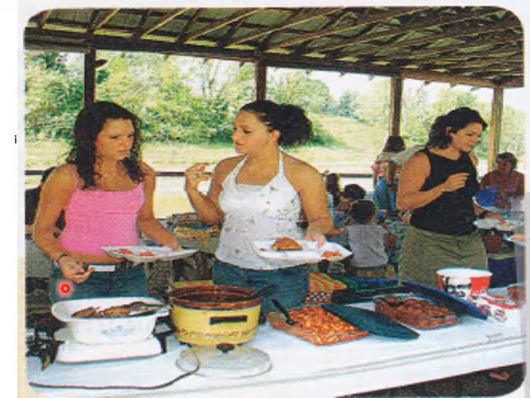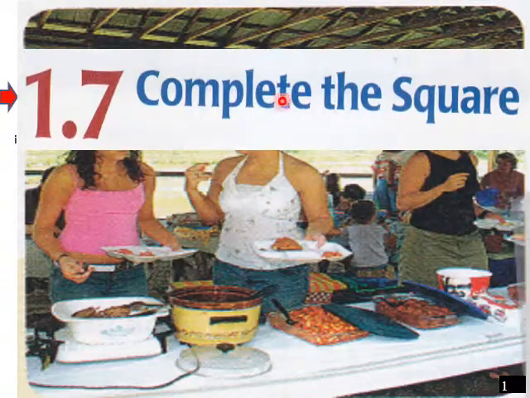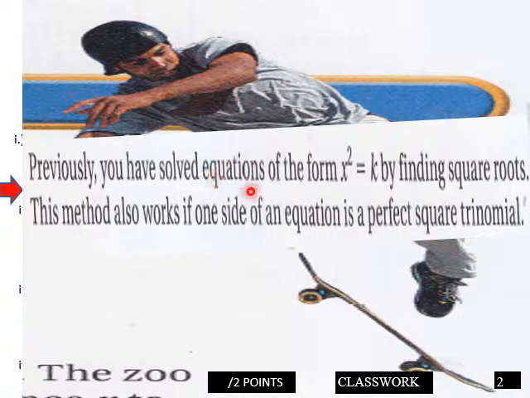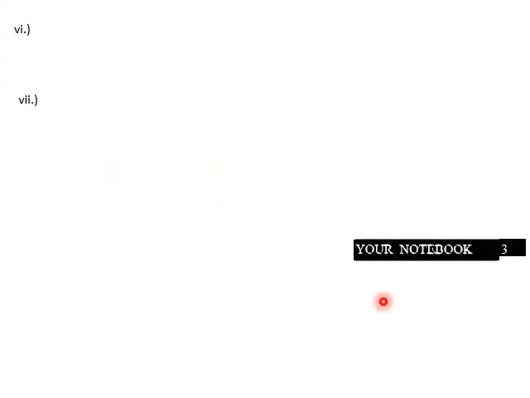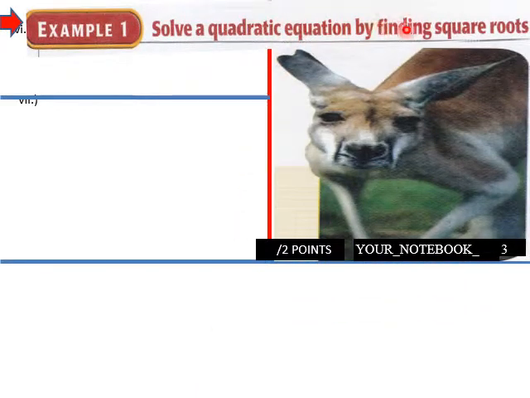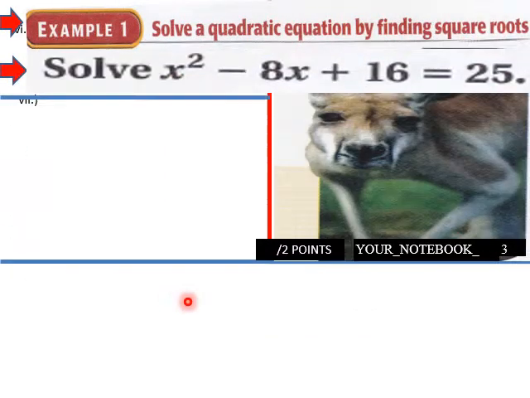Okay. So before, you solved quadratic equations by finding square roots. Now we're going to complete the square to factor trinomials. Previously you have solved equations like x squared equals k by finding square roots. This method also works if one side is a perfect square trinomial. So, for example, solve a quadratic equation by finding square roots.